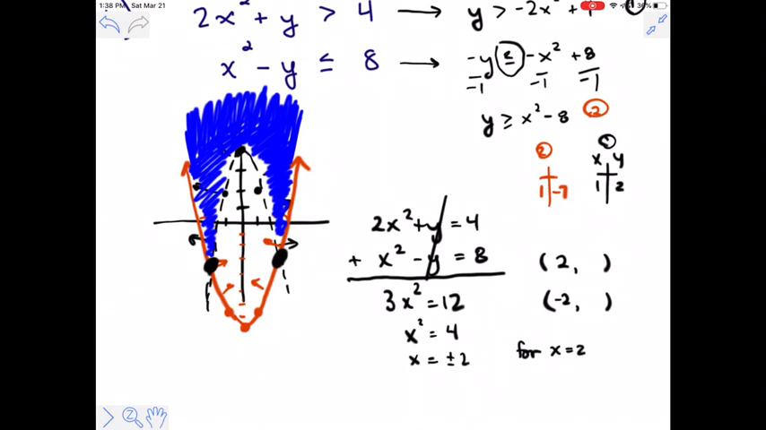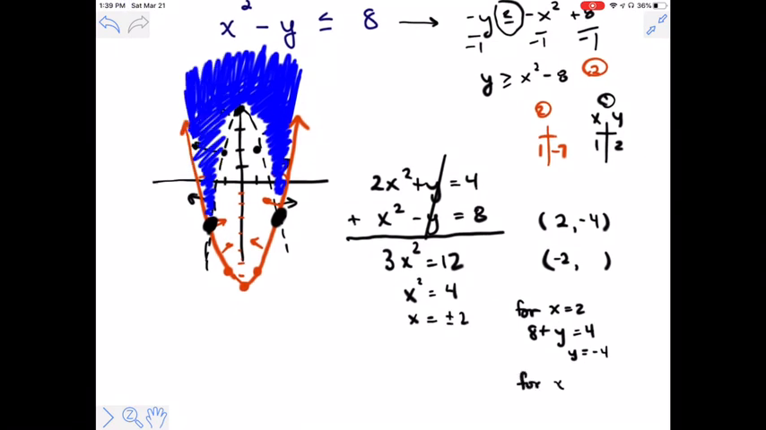For x equals 2, right here, if x equals 2, then you're going to have 2 squared, which is 4, and then 4 times 2 is 8. So 8 plus y equals 4. Subtract 8, and you get y equals negative 4. So for x equals positive 2, y equals negative 4.